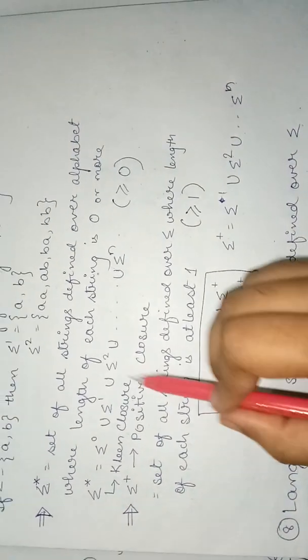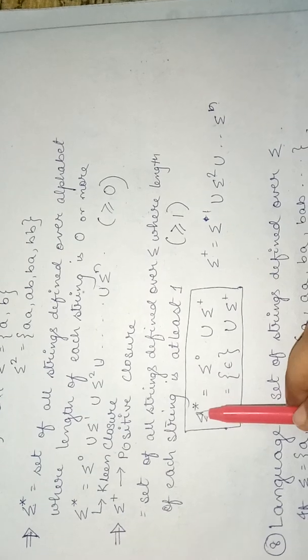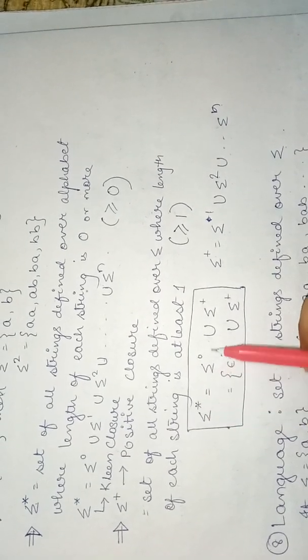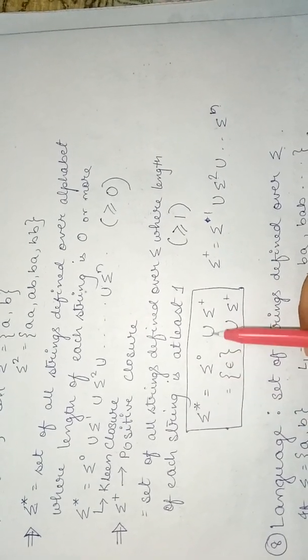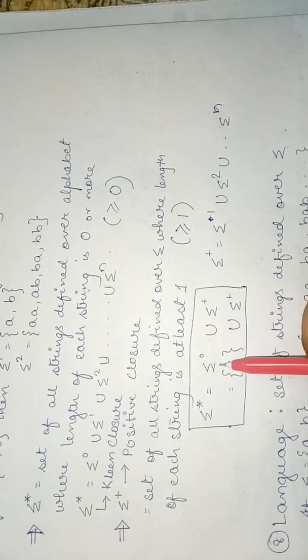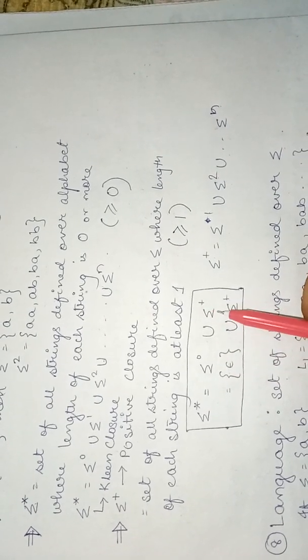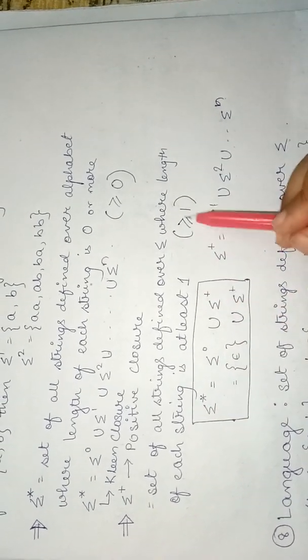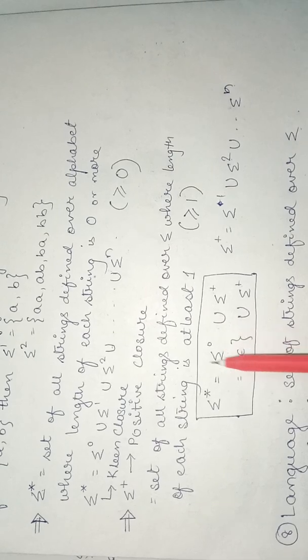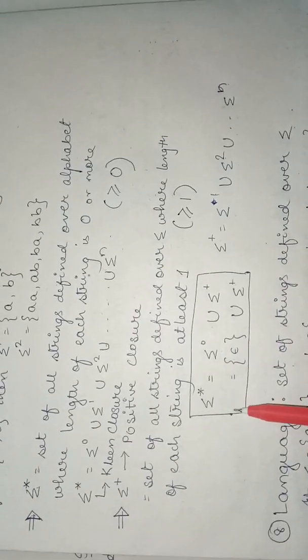And from these two definitions we can conclude Kleene closure is equal to the union of the 0 length string and the at least 1 length string. So this is equivalent to epsilon, and this remains the same. These are the two main results that we get.